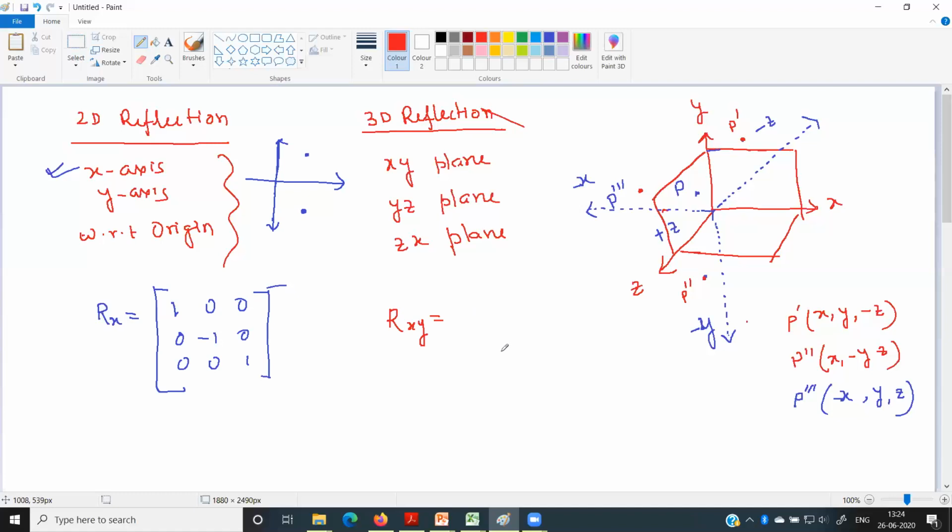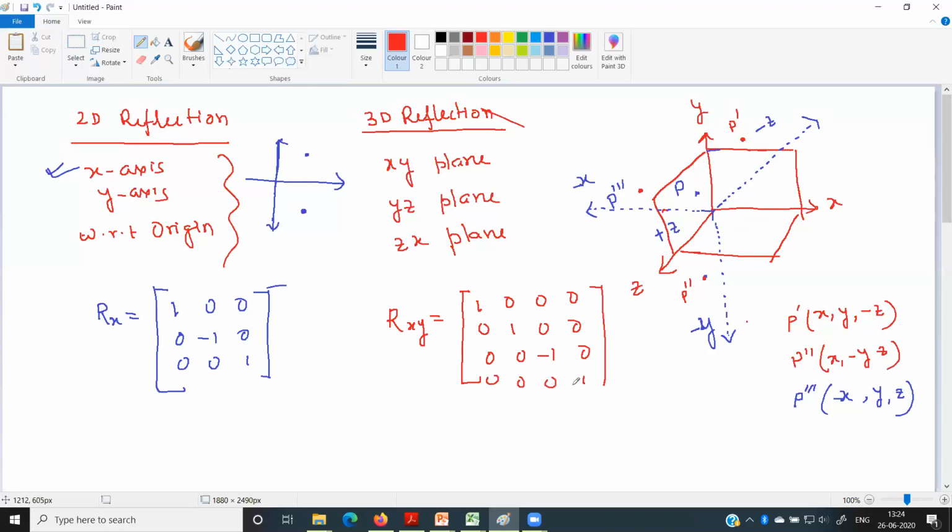That means the reflection along xy is nothing but, so xy, what is the xy? This xy plane, z will be negative. So we can write it 1, 0, 0, 0, 0, 1, 0, 0, and 0, 0, minus 1, 0, because my z will be negative, and 0, 0, 0, 1.